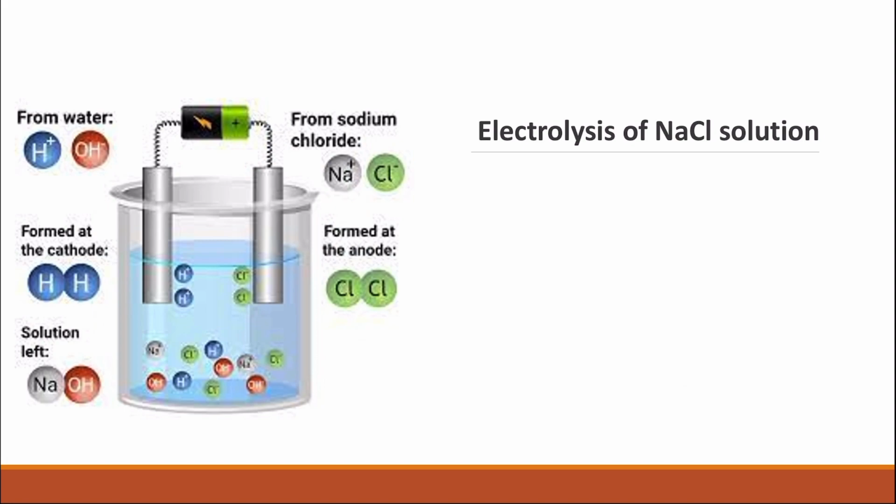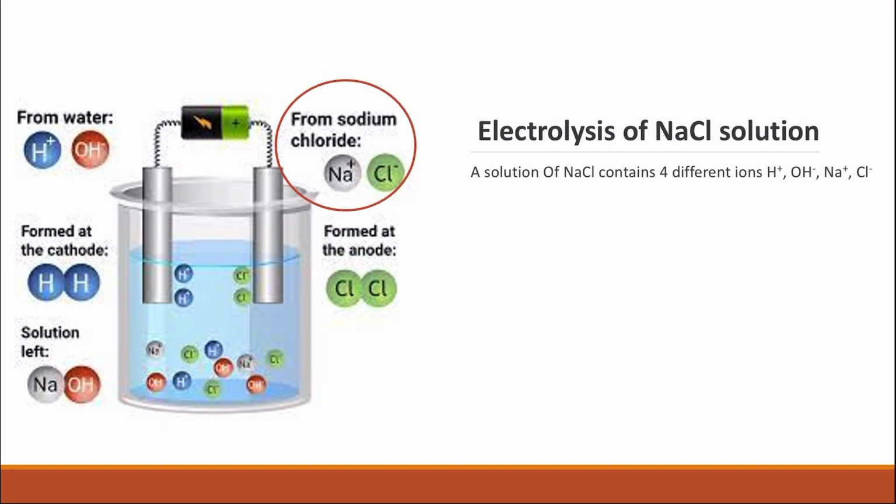Then let's have another example. So let's look at the electrolysis of sodium chloride solution. In sodium chloride, we will have four different ions as well. So we're going to have sodium and chloride that come from sodium chloride, and then we're going to have the hydrogen and the hydroxide that come from water.